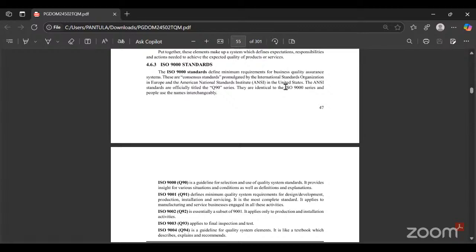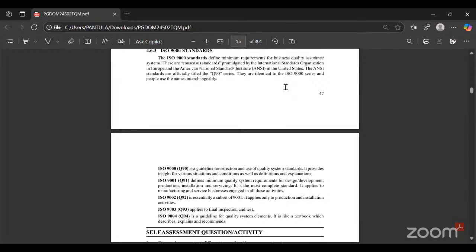ISO 9000 standard. Here they define the minimum requirements for a business quality assurance system. These are the consumer standards.